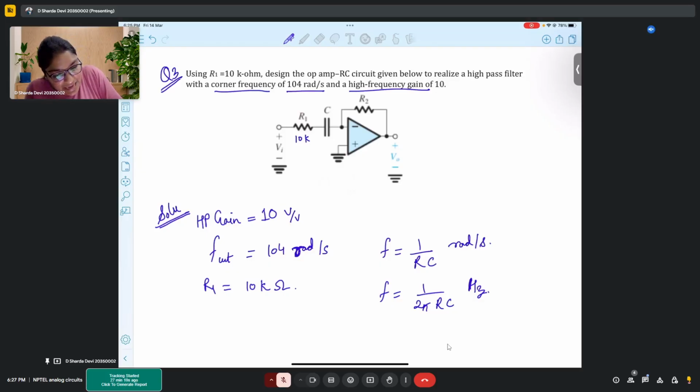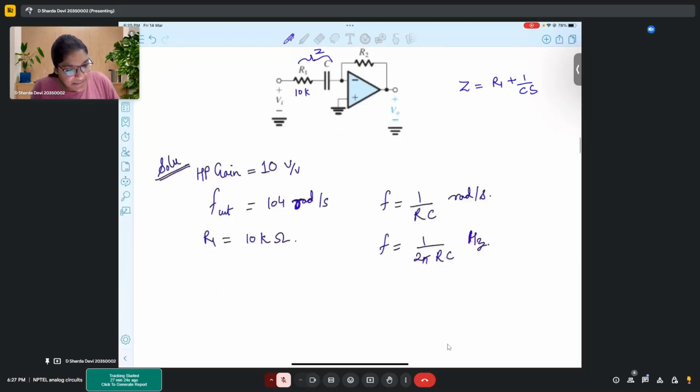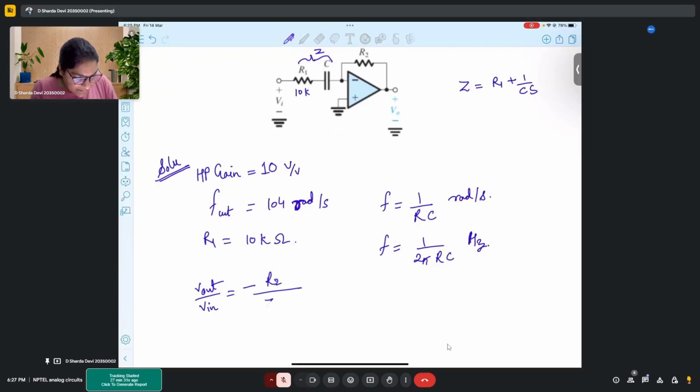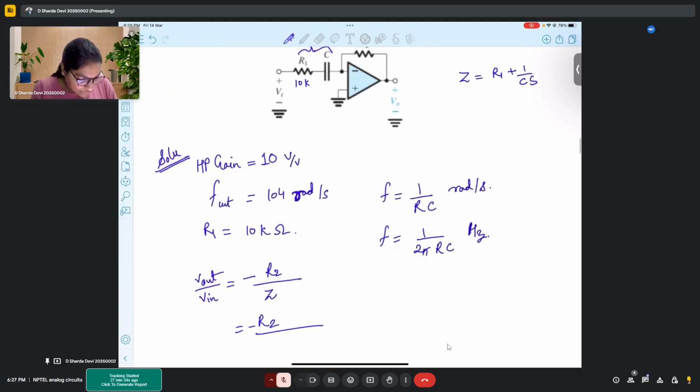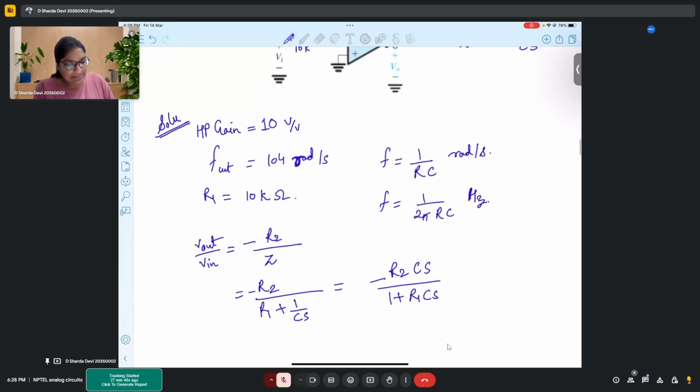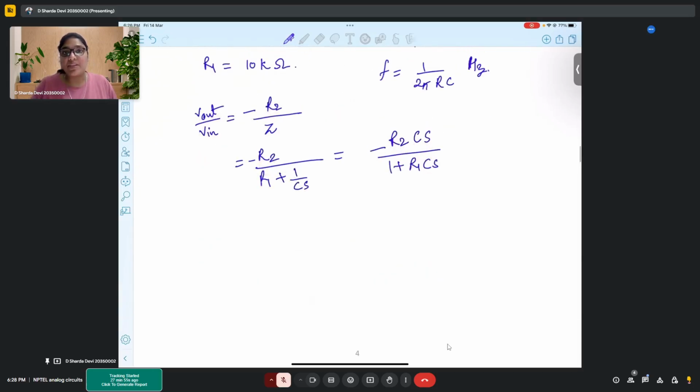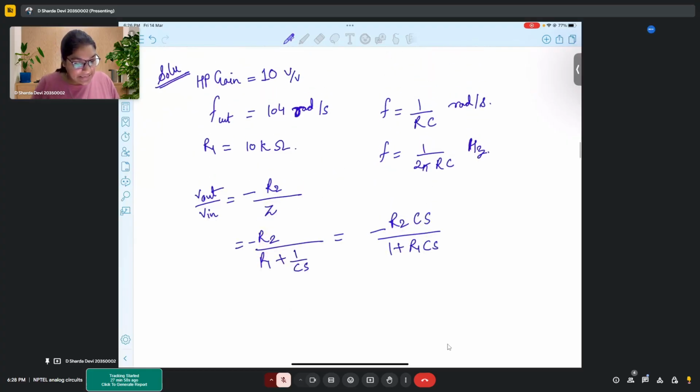If I call this R and C combined together as Z, then my Z is R1 plus 1 by CS, right? We know that V out by V in is minus R2 by Z. So that is minus R2 by (R1 plus 1 upon CS), which is minus R2 CS by (1 plus R1 CS). Here we can clearly observe that since it is a high pass filter, the transfer function has one pole and one zero, which is the necessity for a high pass filter, correct?